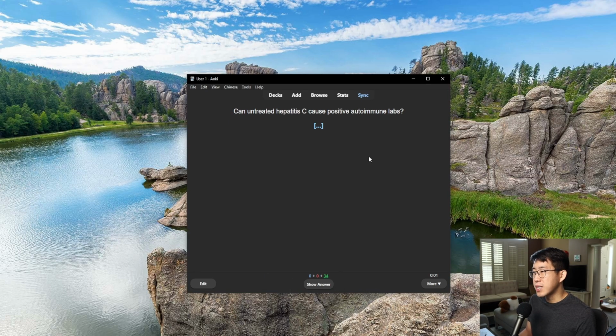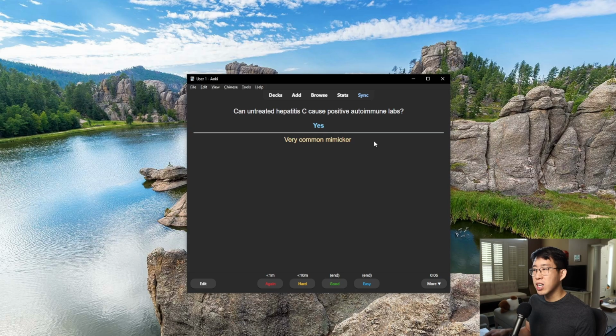Can untreated hepatitis C cause positive autoimmune labs? The answer is yes. So this is a very common mimicker for a lot of autoimmune diseases and positive serologies. So just keep that in mind if you have a patient with untreated hepatitis C and a lot of positive autoimmune serologies.